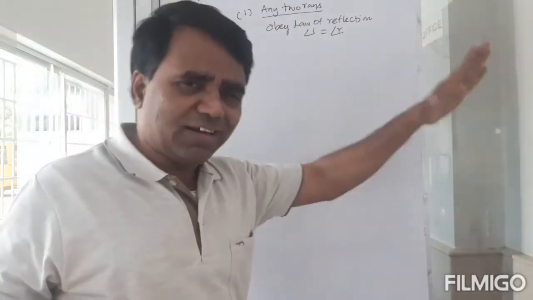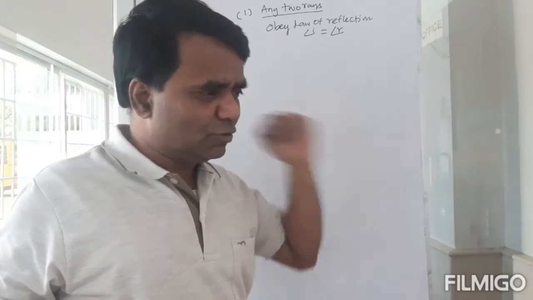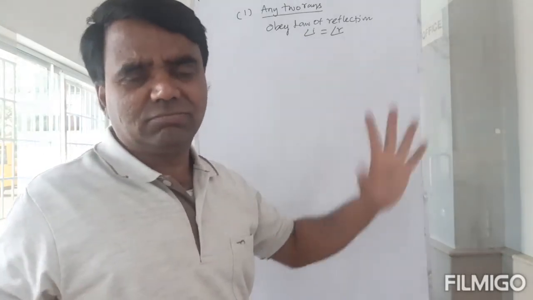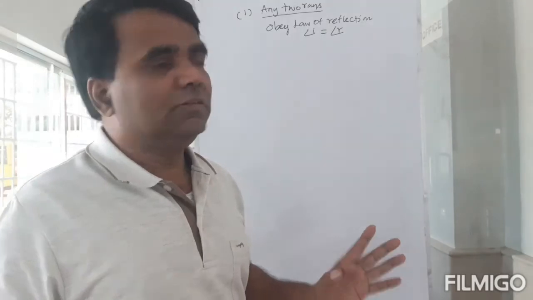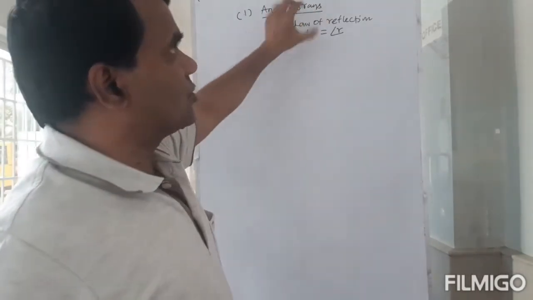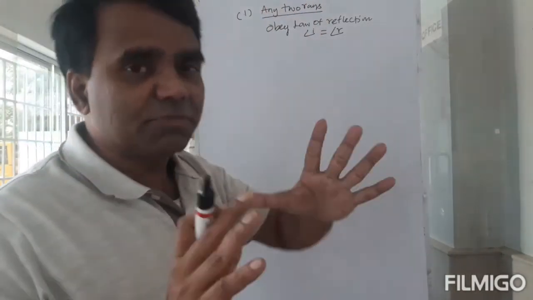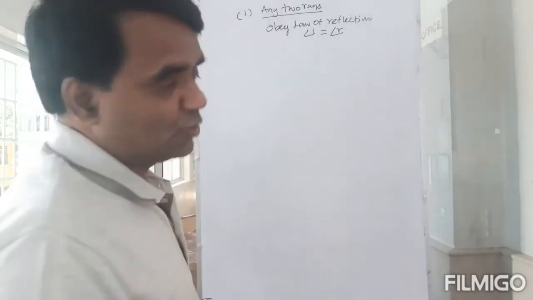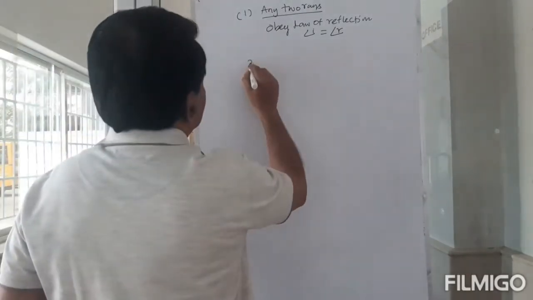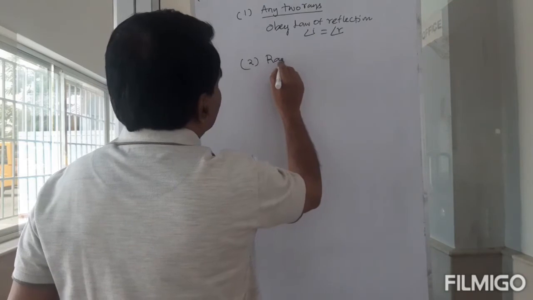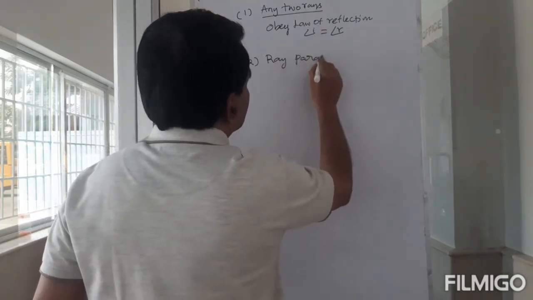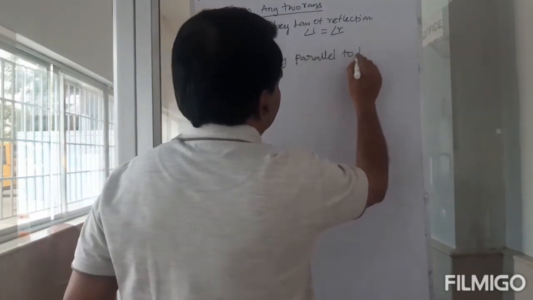You don't have to worry about parallel rays, or rays that go through the focal point, or all those things. This is the most general approach. But then there are some specific rays that you can make use of. First one, the ray parallel to the axis.